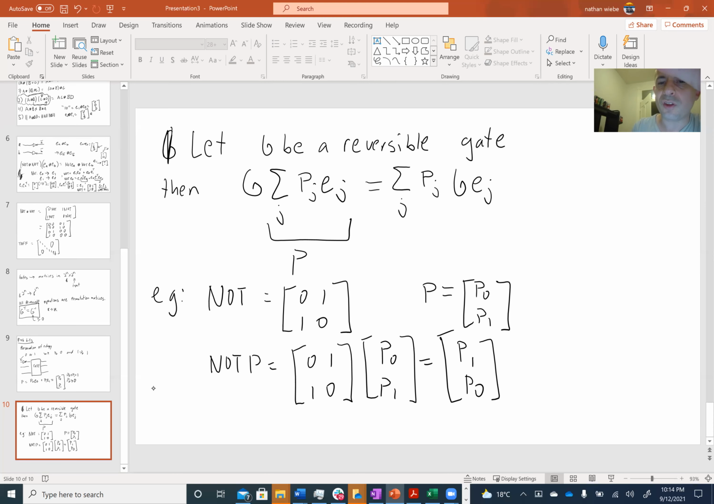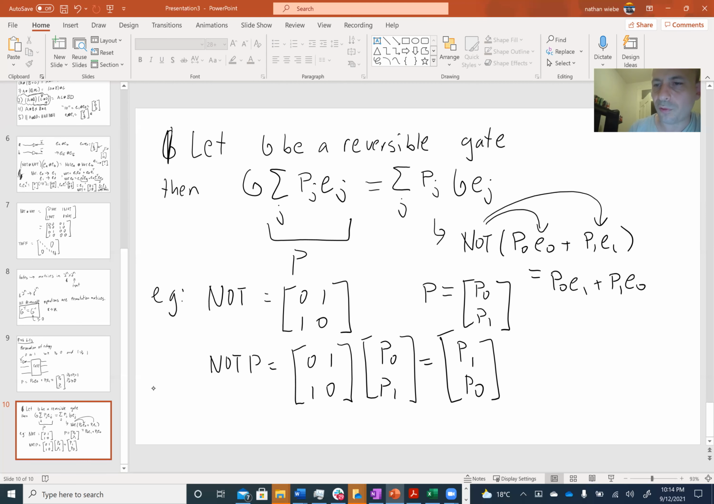If we wanted to use this algebraic notation rather than matrix notation, another way of looking at this would be NOT acting on P0 E0 plus P1 E1, and that is equal to P0 E1 plus P1 E0 by linearity. So we're applying the NOT gate on both of these.